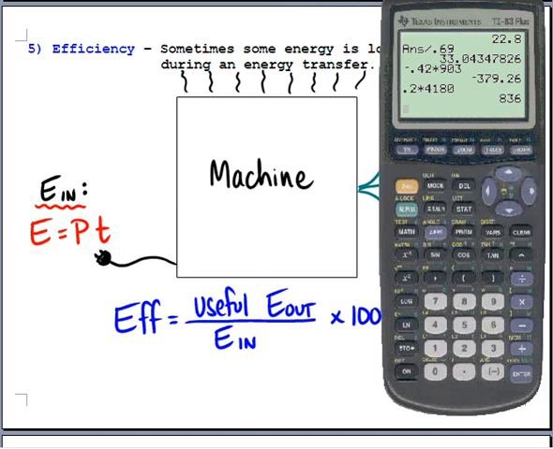I think I was saying that my truck and all vehicles are about 30% efficient. So that means I put $150 worth of chemical energy into the truck through gasoline, and then the machine, the motor, is going to convert it into kinetic energy.